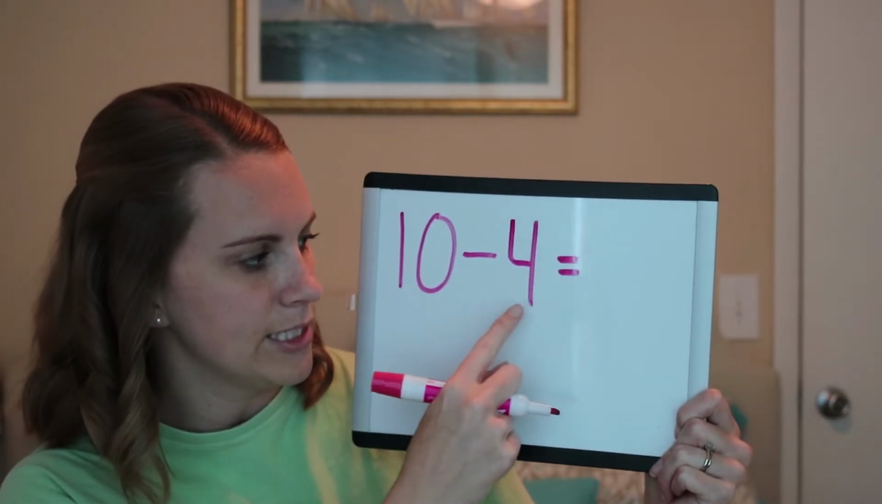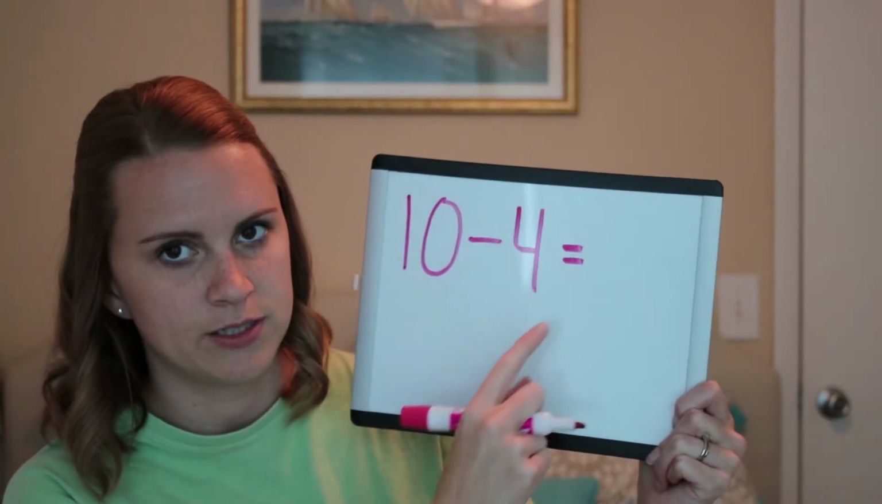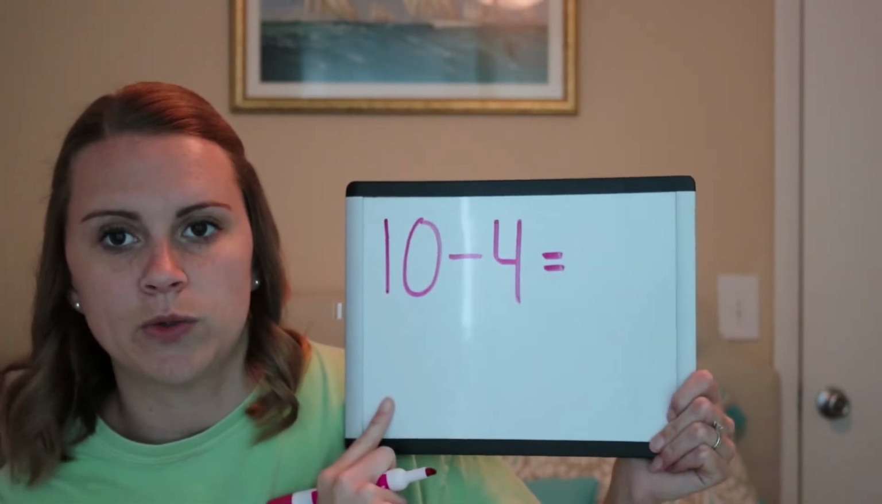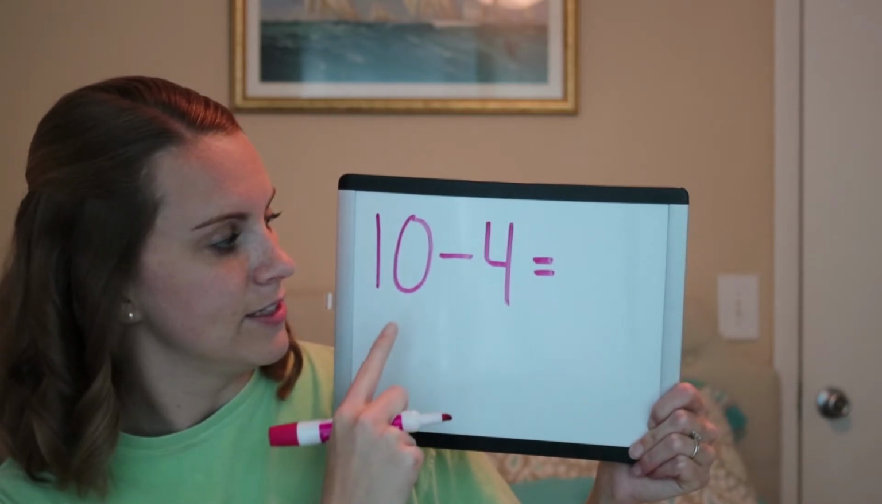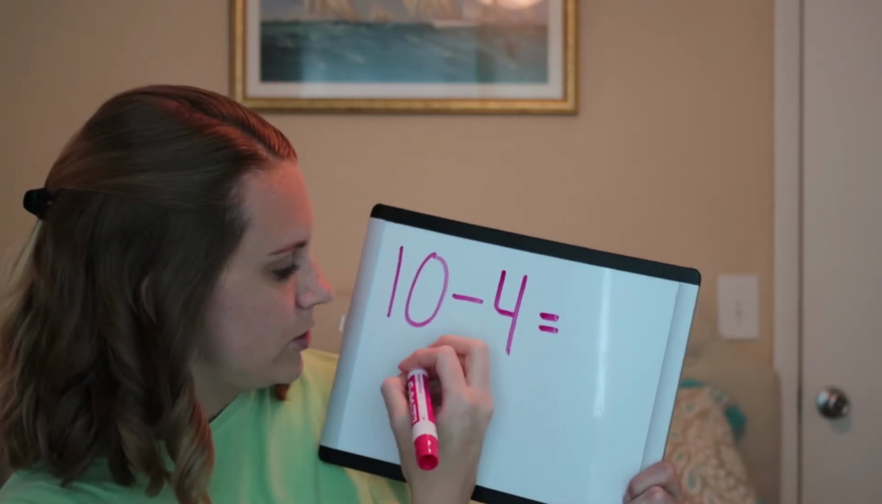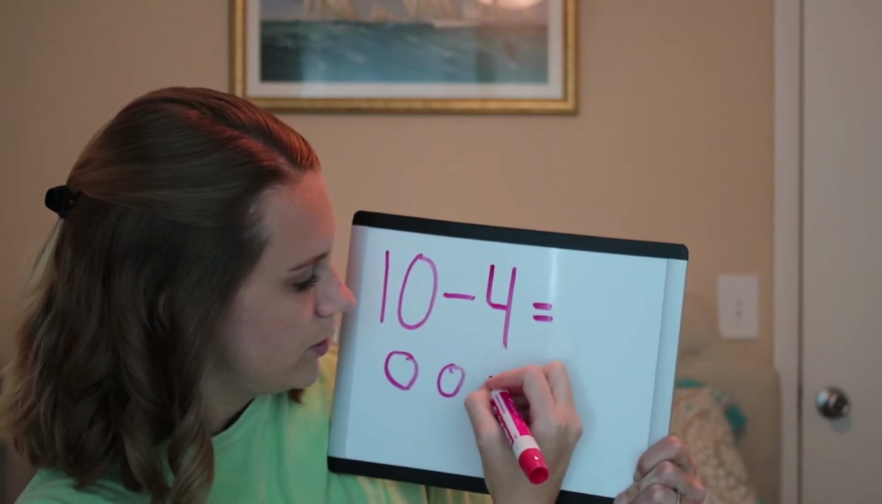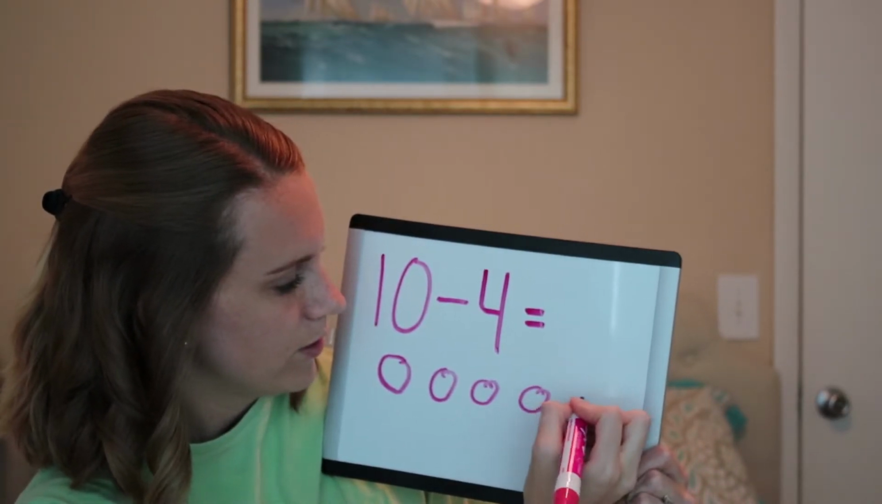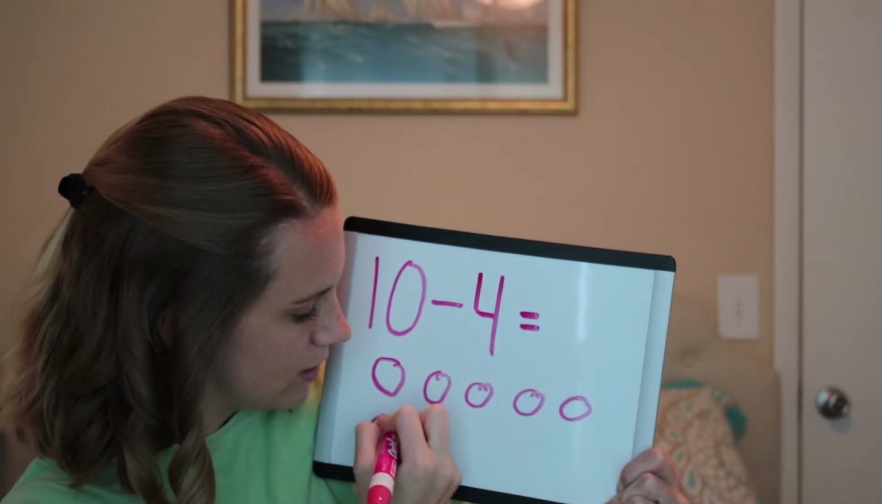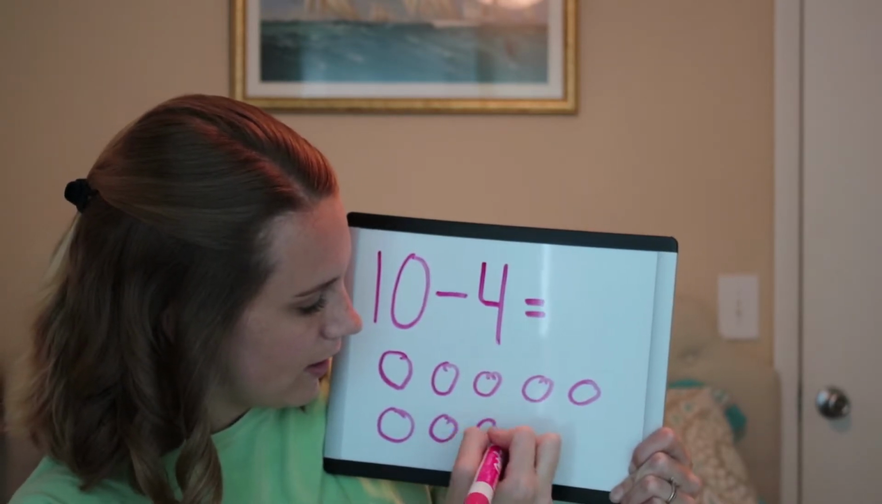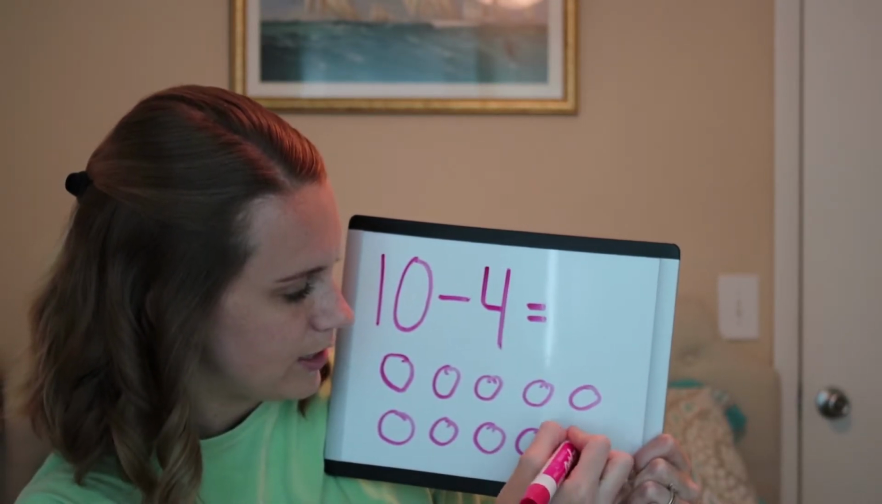10 minus 4 equals. So how many circles do I need to draw? 10, right? So let's do it. 1, 2, 3, 4, 5, 6, 7, 8, 9, 10.